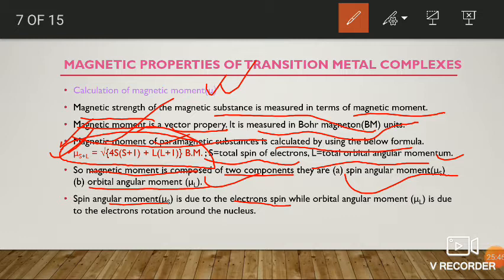When the electrons spin around their own axis, the magnetic moment produced is generally known as the spin magnetic moment. The second component, mu L, is the orbital angular momentum. Mu L is the magnetic moment produced due to the electron's rotation around the nucleus. Due to the rotation of electrons around the nucleus, there is some magnetic moment, which is the orbital angular momentum contribution. Okay, fine.